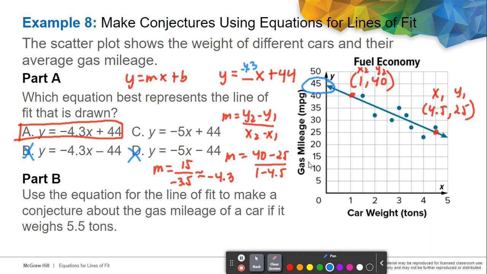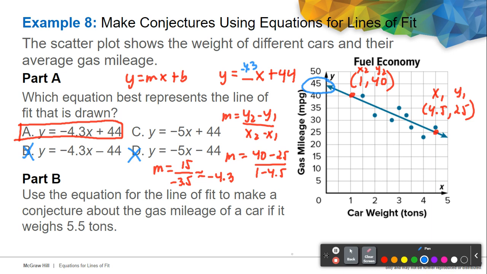Now we are going to use this equation for our line of fit to make a conjecture about the gas mileage of a car if it weighs 5.5 tons, because in our scatter plot, we only have until 5. So what if x is 5.5? Very quick and easy since we have the formula y equal to negative 4.3x plus 44. We just replace x with 5.5. So you have y equal to negative 4.3 times 5.5 plus 44.